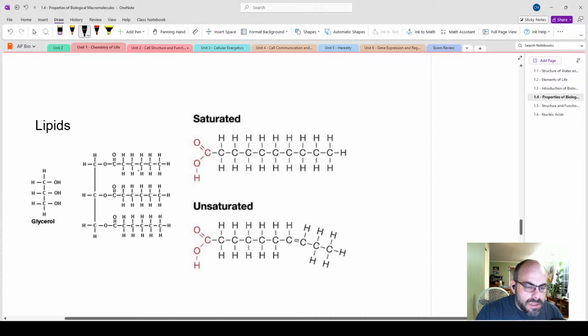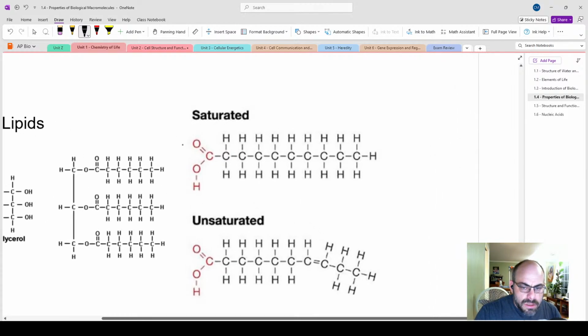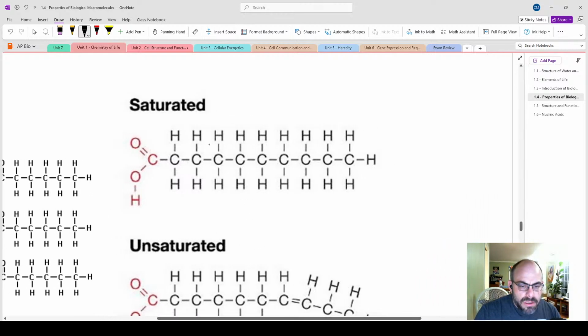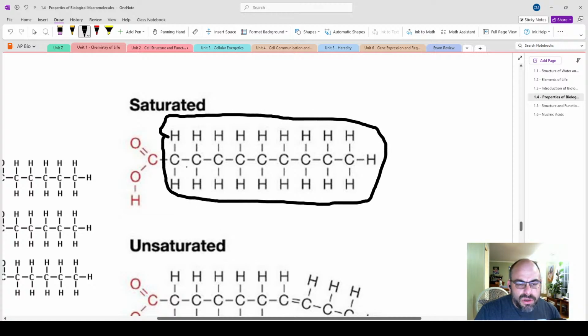Lipids, CHO also, but notice a whole lot less oxygen. A whole lot less oxygen, and mostly these long chains. These are called hydrocarbons. I didn't really use that word.